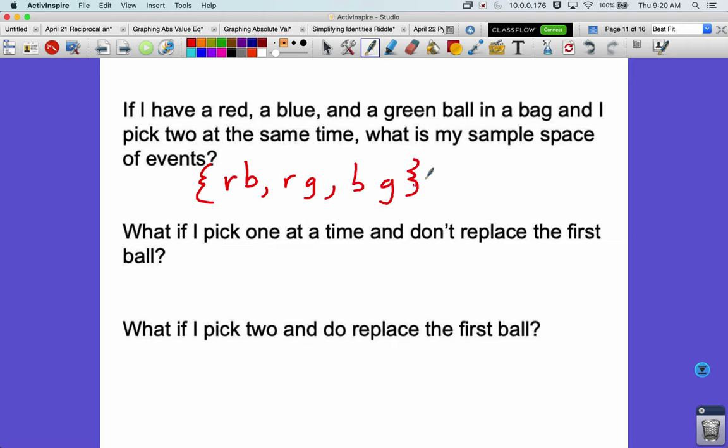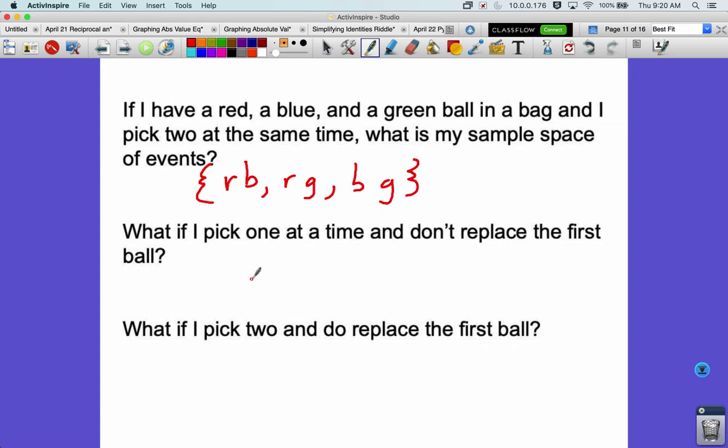All right. If you're picking them at the same time, order doesn't really matter because they don't have a temporal quality. It's not like the blue was first, the green was second. You reached in, grabbed two of them, and brought them out at the same time. And this is every combination possible.